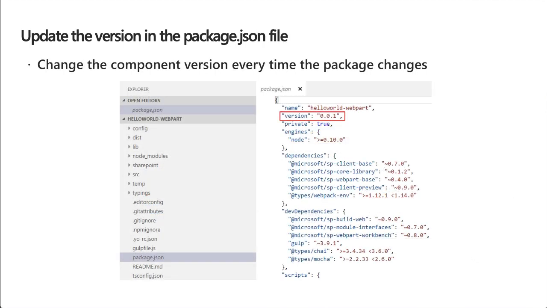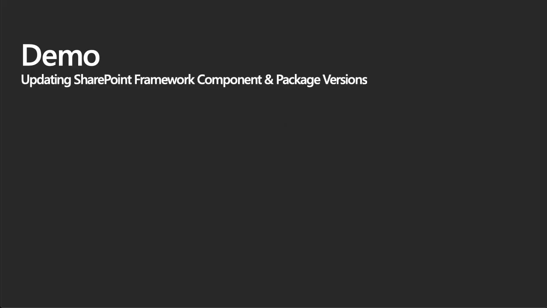Now, last but not least, I can also update the package.json file. And this is what's going to change for every component if there's a star used inside the component's manifest for its version. Let's take a look at a demo of upgrading and updating the component versions and the package versions.